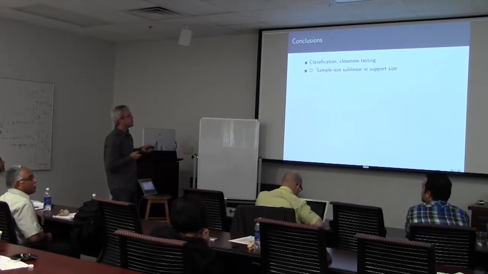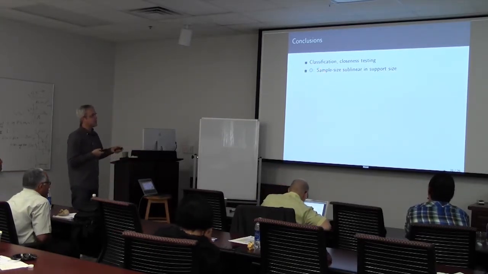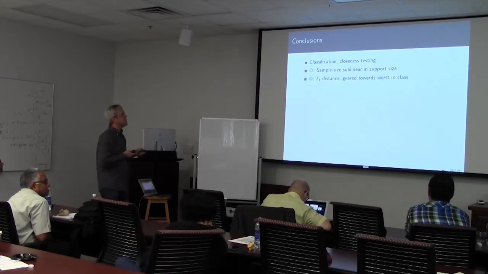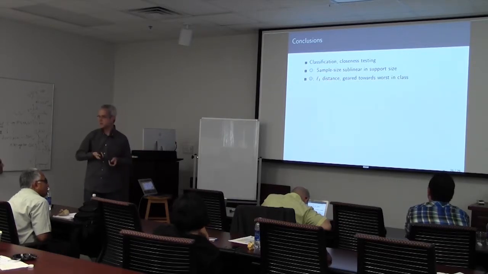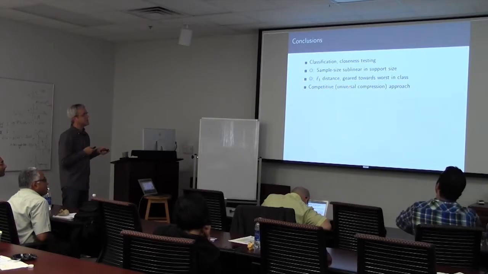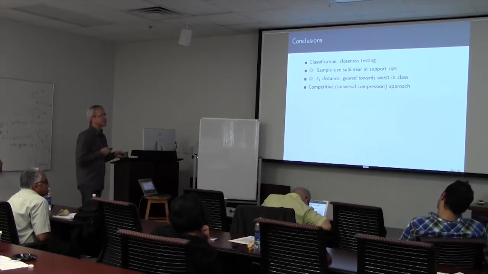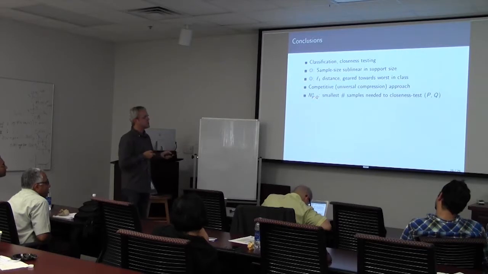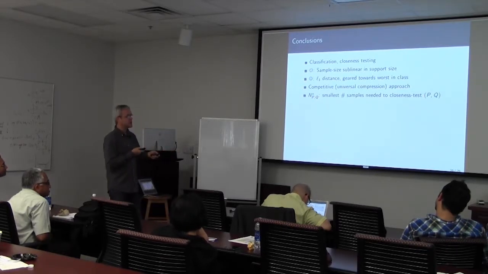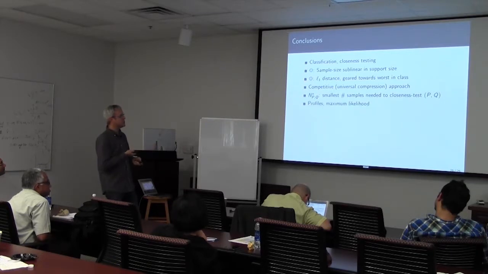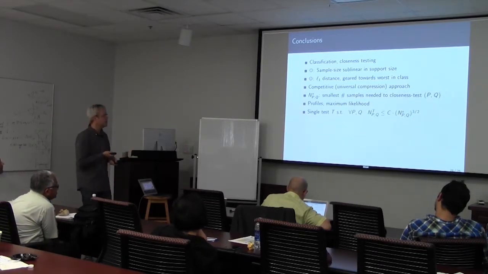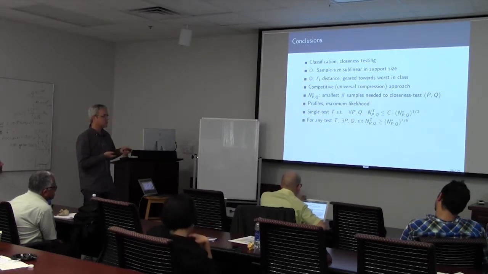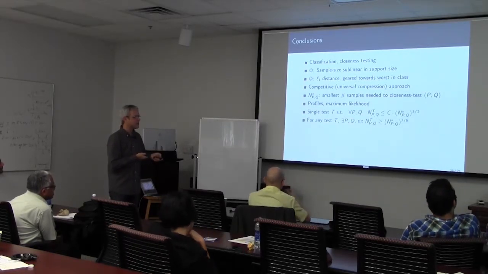And we said that the results that people have gotten show that the sample size is sublinear in the support size, but the results required knowing the L1 distance, and they're geared towards the worst in the class. What we showed is competitive in the universal compression sense, where n star is the smallest number of samples needed for closeness tests by an algorithm that knows the distribution. And using profile maximum likelihood, we can get a single test that requires at most this n star raised to the 1.5. Okay, and then we also show that you can get below n to the 1.5, but no better than n to the 7/6.